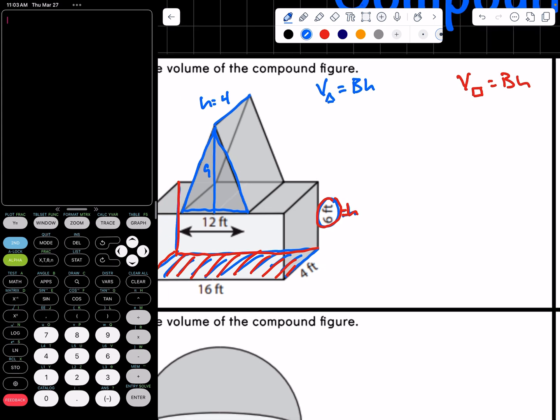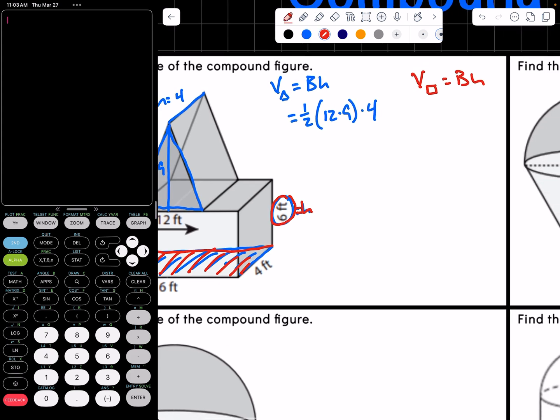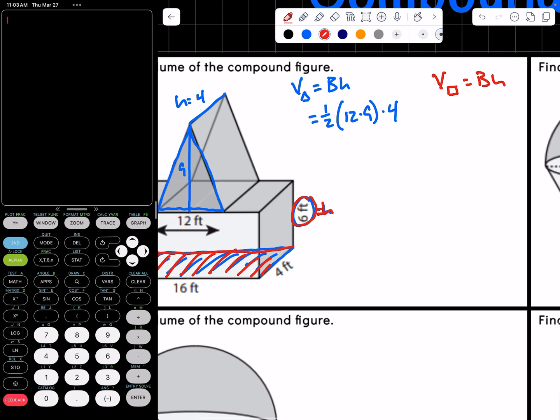For our triangular prism, we've got 1/2 times base times height of our triangle, and then we're going to multiply that by the height of our prism, which is 4. And then for my rectangular prism, we've got length times width times height. So we've got 16 times 4 times 6. So we're just going to be multiplying these out.